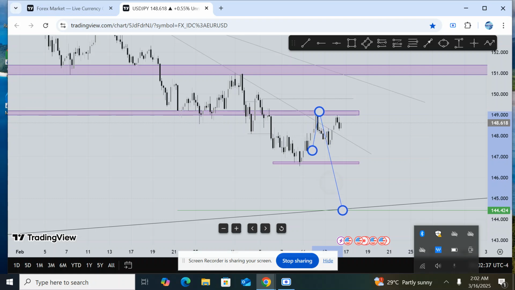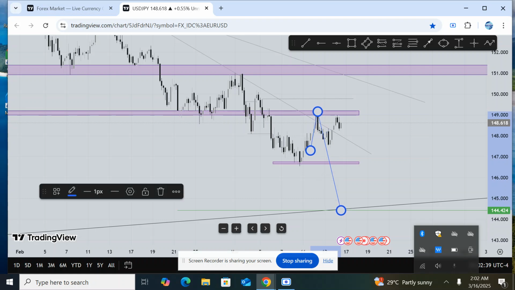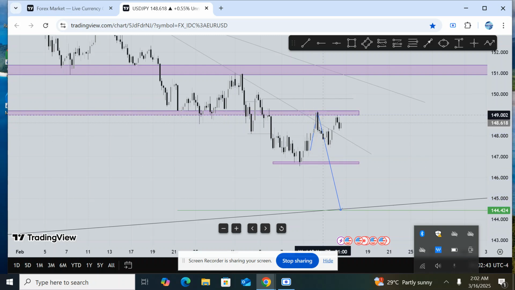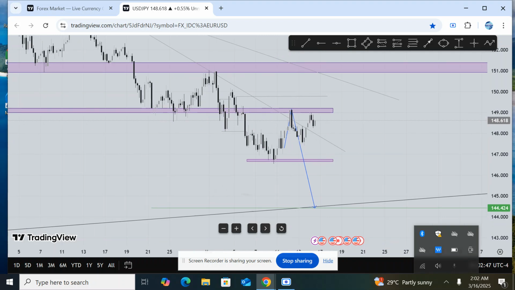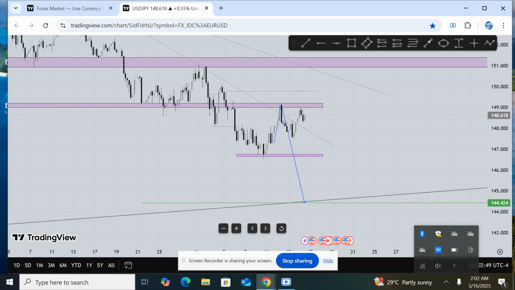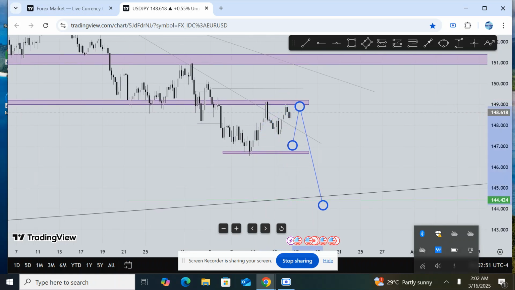This is actually the pullback, but the market still gave the pullback, came and retested again. So what we should be anticipating is still a downside direction. Let me take this one out here. Yeah, still a downside push.